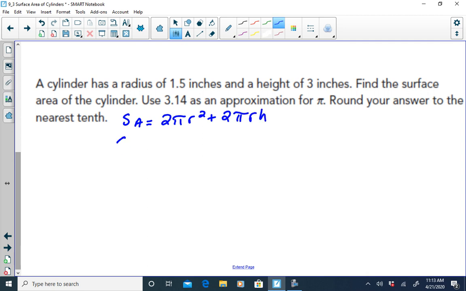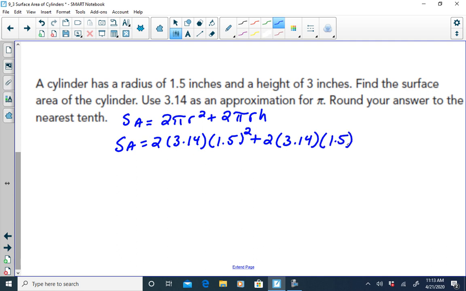times h. Substitute 2 times 3.14. You're told your radius is 1.5. You're going to square that. Plus 2 times 3.14. Radius is 1.5. And then your height is going to be, what is that? Height is going to be 3. Okay? All right. Next step, make sure you do use your order of operations.